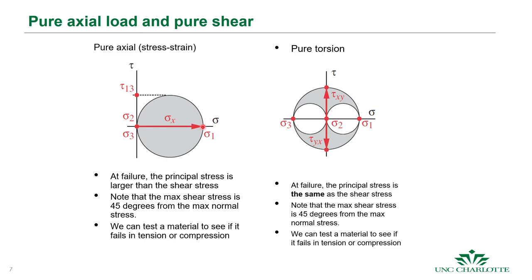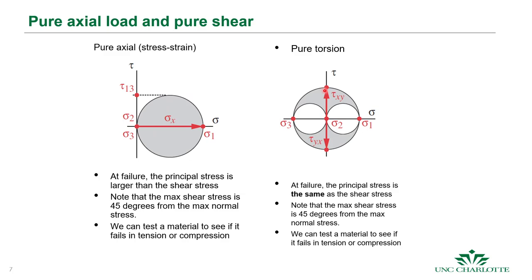Now, if we have pure torsion, what we're doing is we're applying a shear stress to the material, and that causes the Mohr circle to go up along this line. And this is the stress that we experience, and it has both the equal and opposite stresses for sigma 1 and sigma 3, and sigma 2 is 0. Okay, so these are our two commonly used tests, and it's important to see how the stress distribution is different from these two tests.